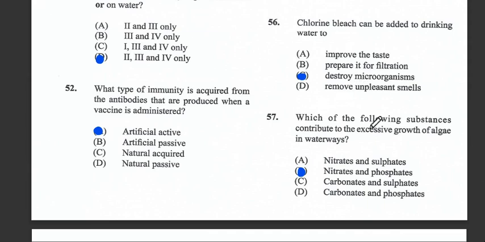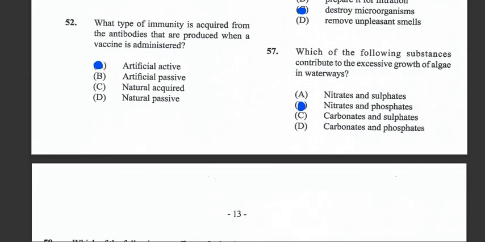Number 57. Which of the following substances contributes to the excessive growth of algae? So we're talking about algae in the waterway. Therefore, we know that it would be nitrates and phosphates. Alright, so the best answer here for number 57 would be B, nitrates and phosphates.